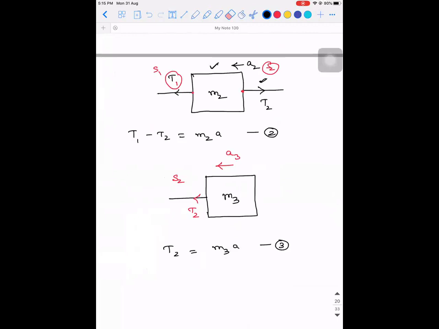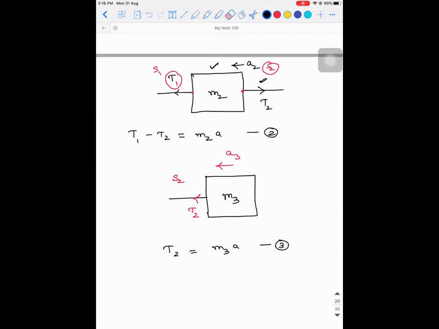This can be proved, but it is beyond your scope, because we have to use differentiation to prove it. I'm repeating the statement, make a note of it. Wherever the string is inextensible, the acceleration of all the blocks present in the system will be the same. I hope you made a note of it.